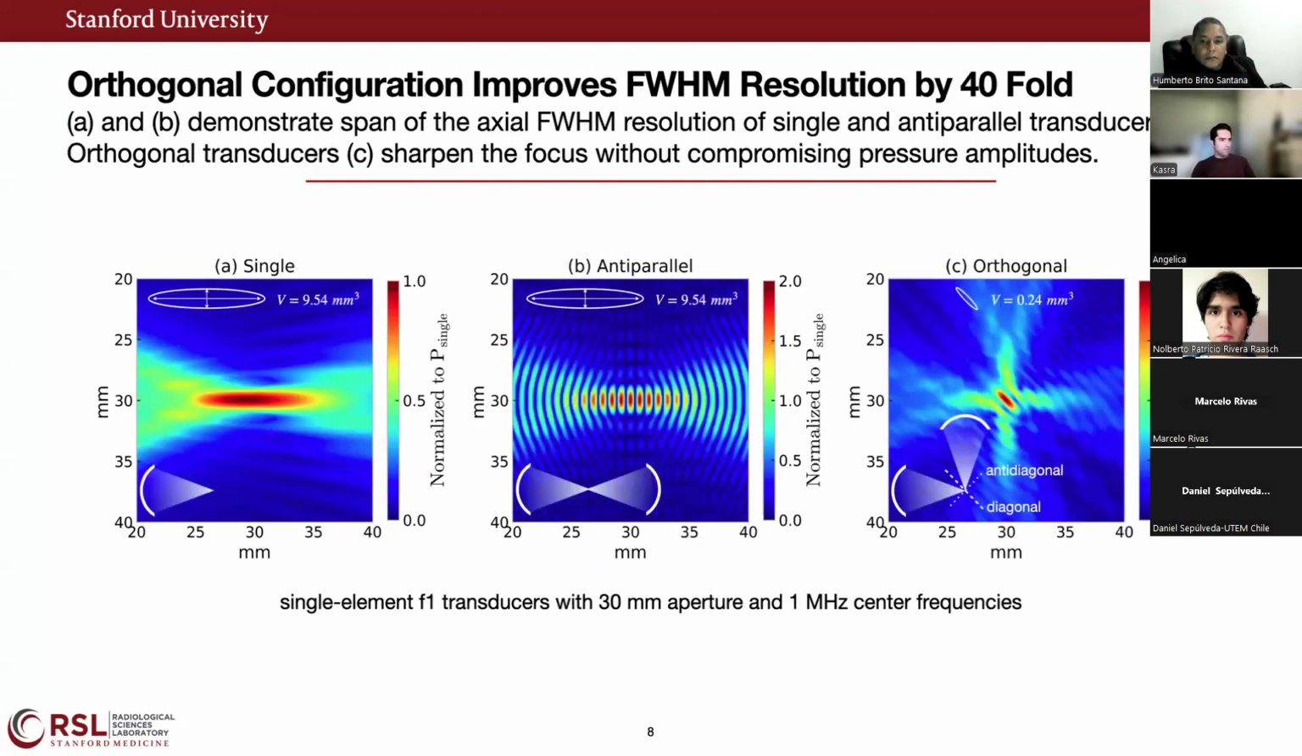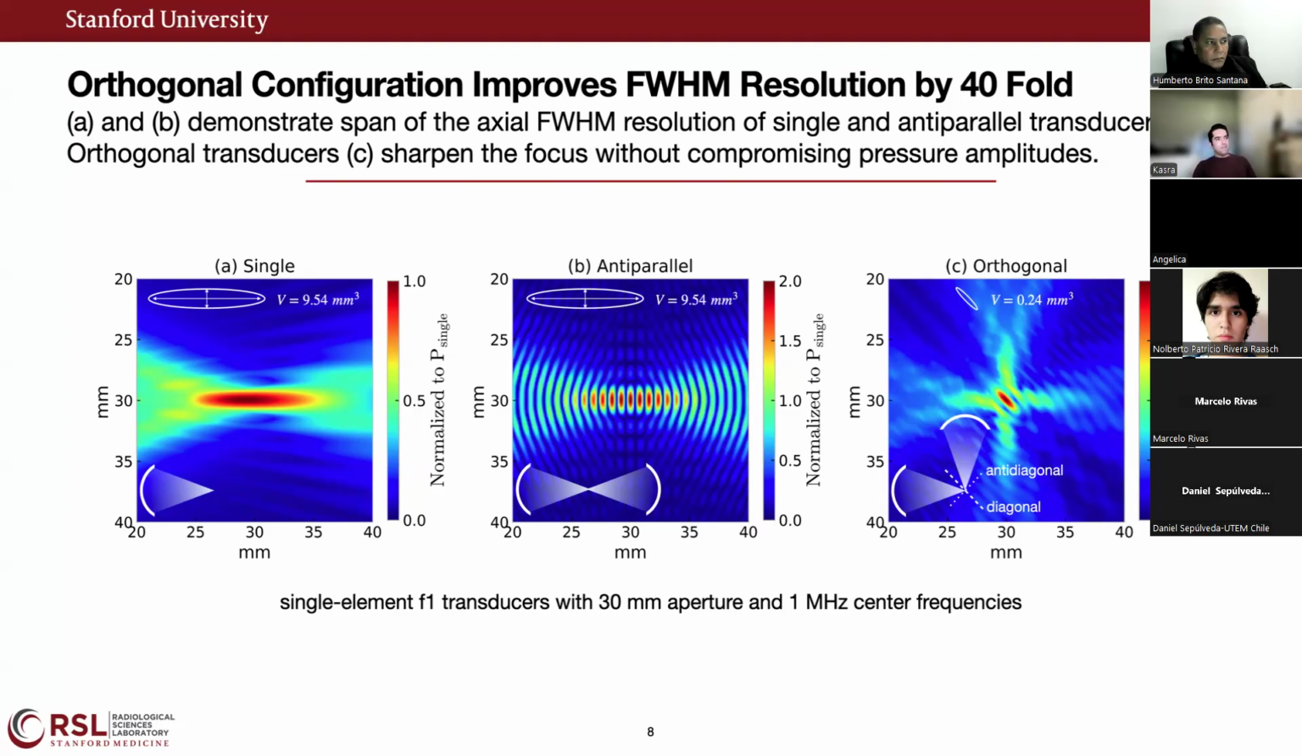So here I'm showing the pressure profiles where I use F1 number transducers. So I have these single element transducers with 30 millimeter aperture and 30 millimeter radius of curvature, and their center frequency is at 1 megahertz. In panel A, I am just running a single transducer. You can see in the lower left-hand inset where the transducer is pointing. And in the upper left hand corner of that panel, I'm showing the volume at full width at half maximum of intensity. So you can see for a single transducer of these specifications that is running at 1 megahertz, I have about 10 cubic millimeters of target volume.